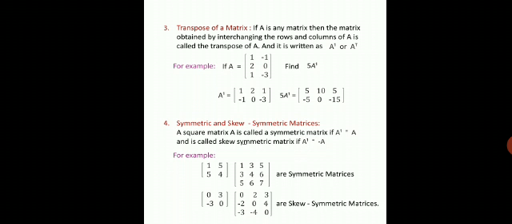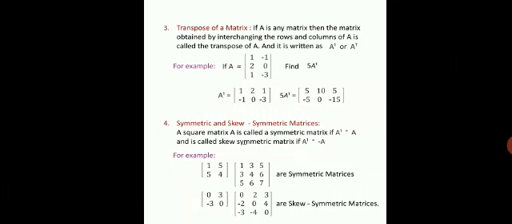See the example. In the matrix 1, 5, 5, 4, after interchanging, we will get the same matrix again. The first row, first column will be the same. Check the matrix. Similarly, in the second example, 1, 3, 5, 3, 4, 6, 5, 6, 7, after interchanging, we are going to get the same matrix. Hence, it is a symmetric matrix.